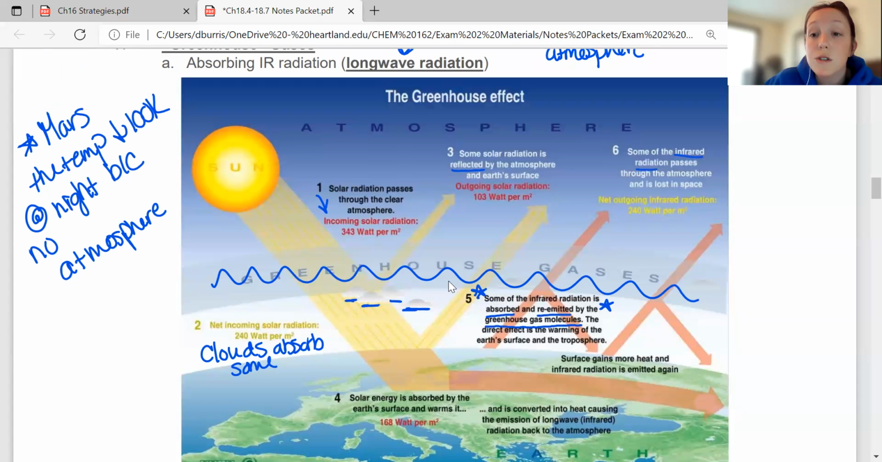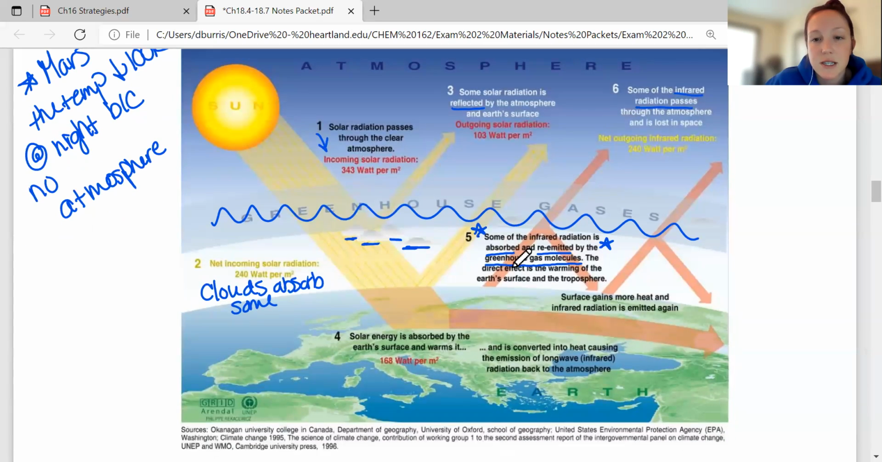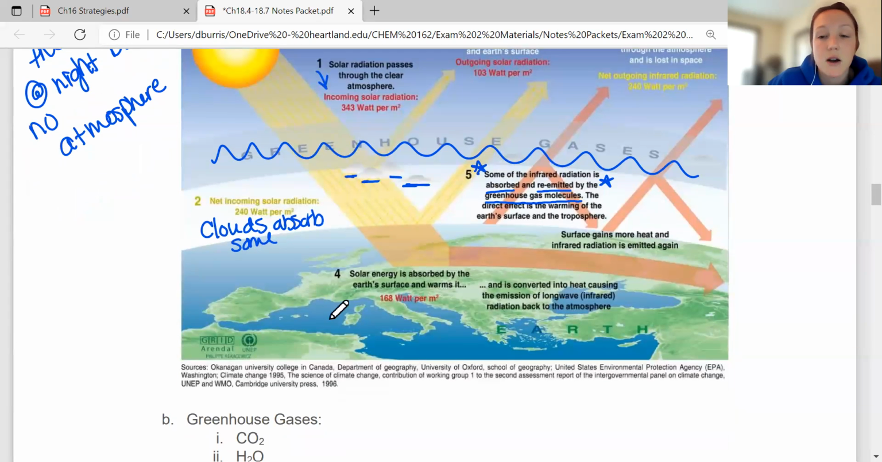So some of it goes, some of it is gone, but a lot of it kind of stays down here. You can see this arrow: some goes out, some stays down here. And then the surface ends up gaining more heat and infrared radiation is emitted again, and it's this whole cycle. Now, it's an important cycle, like I said.